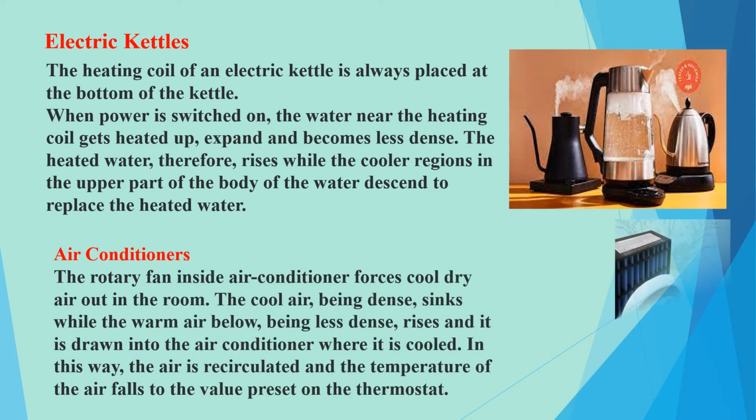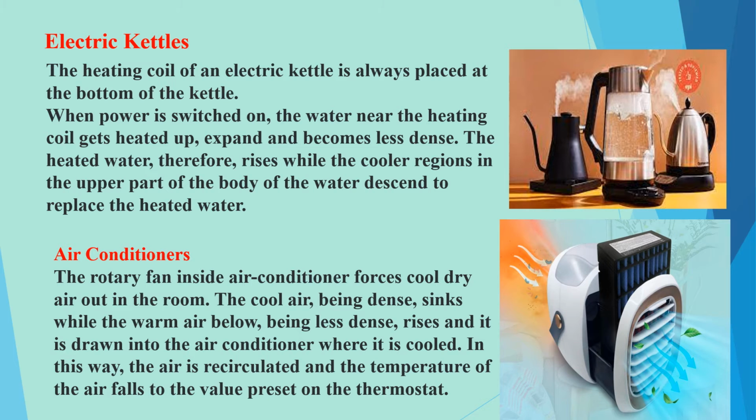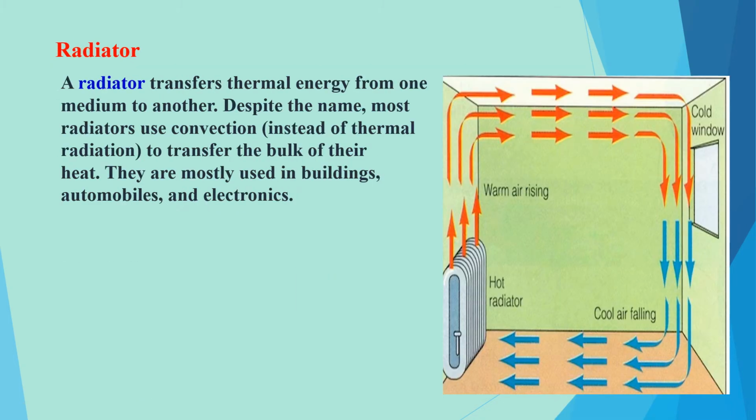In air conditioners, the rotary fan inside forces cold dry air out into the room. The cold air, being dense, sinks, while the warm air below, being less dense, rises and is drawn into the air conditioner where it is cooled. In this way, the air is recirculated and the temperature of the air falls to the value preset on the thermostat.